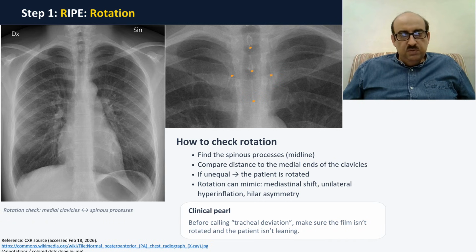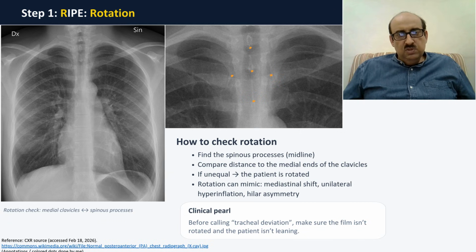As we discussed before, how do we assess for the rotation? You look at the medial ends of the clavicle and compare the distance of the medial end of the clavicle to the tips of the spinous processes. Now, the spinous processes are visible right through the center of the film, as you can see, and in the magnified inset on the right hand side. And also the medial ends of the clavicle, I've just dotted them with orange colors.